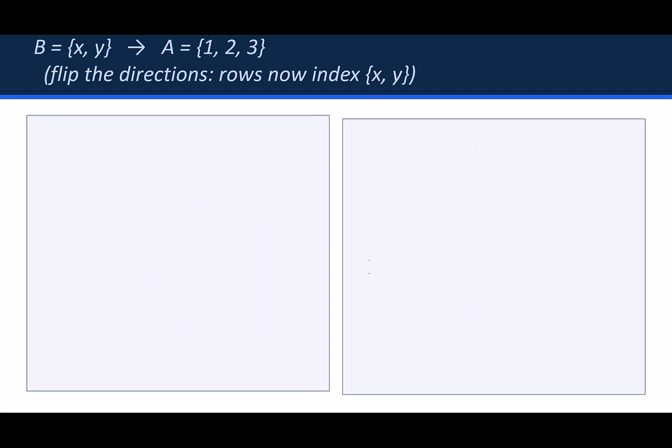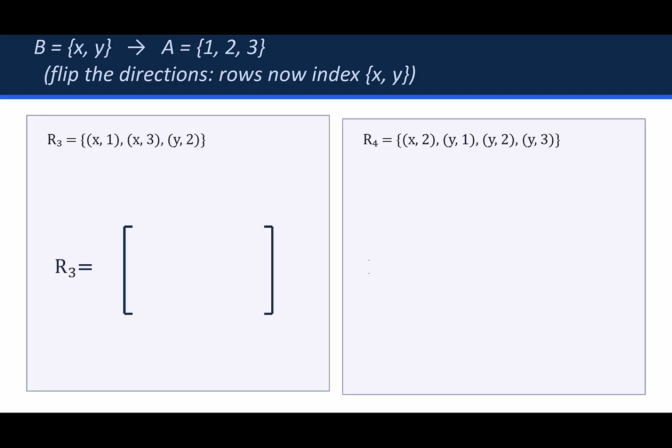Let's look at what happens if we flip the order of our sets. So now we'll go from B equals {x, y} to A equals {1, 2, 3}. We'll use the relations R3 is {(x,1), (x,3), (y,2)}, and R4 is {(x,2), (y,1), (y,2), (y,3)}. This time when I make my matrix, the rows are coming from B, so my rows are x and y. Now my columns come from A, which says that's 1, 2, and 3.